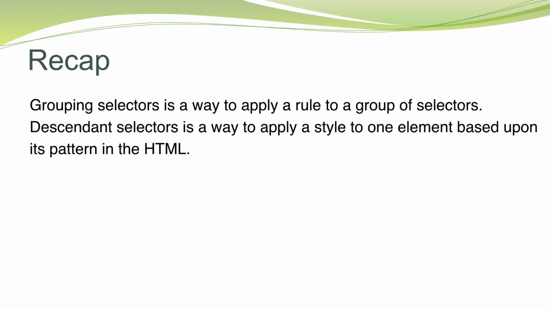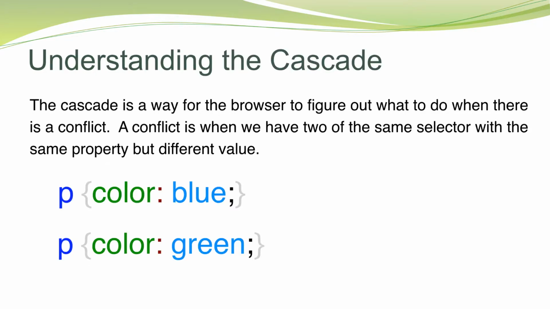To recap, grouping selectors is a way to apply a rule to a group of selectors. Descendant selectors is a way to apply a style to one element based upon its pattern in the HTML. The Cascade is a way for a browser to figure out what to do when there is a conflict. A conflict is when we have two of the same selector with the same property but a different value.